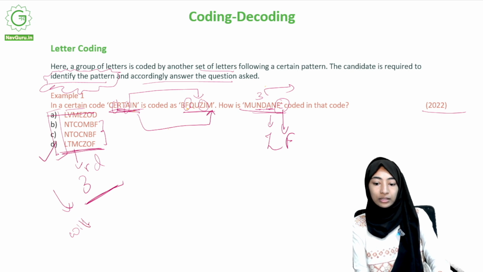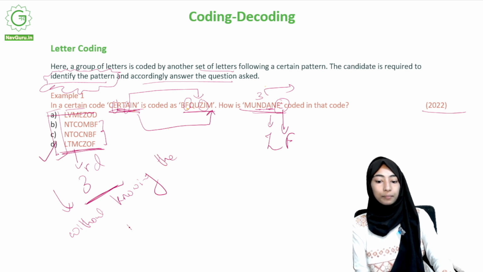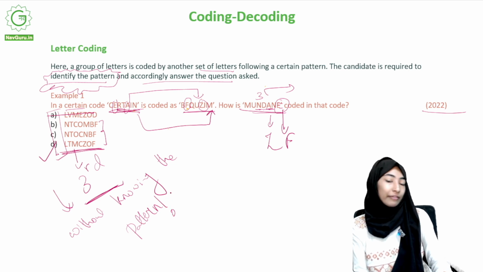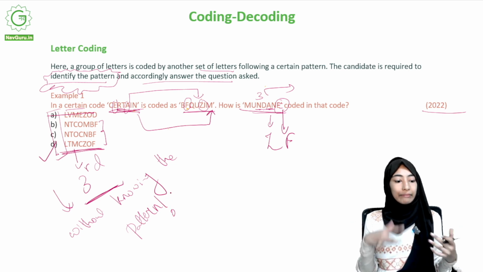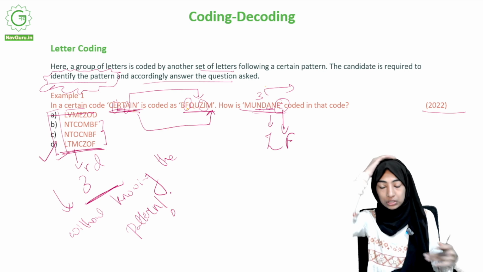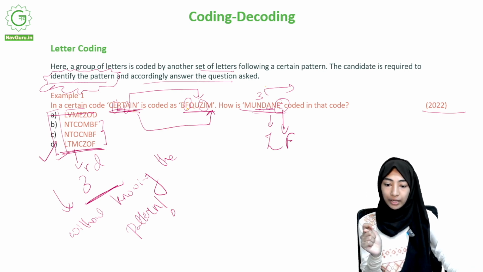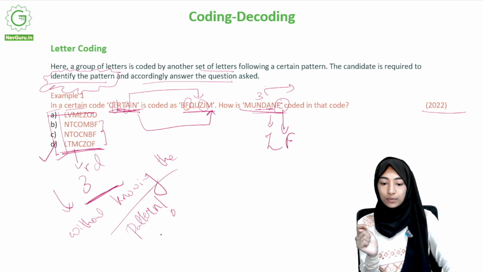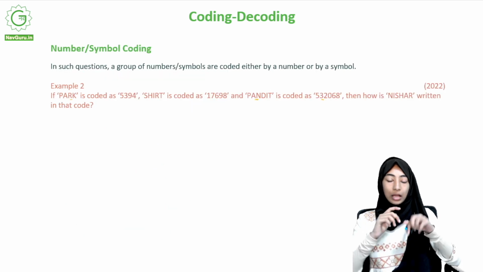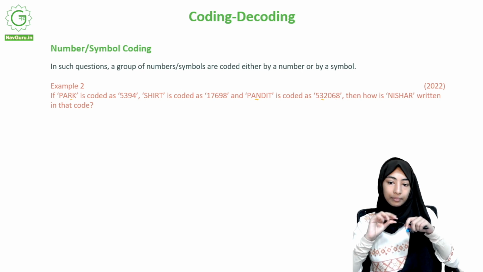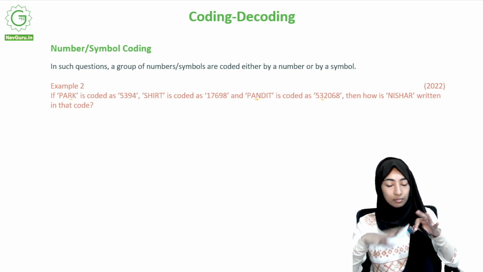We have gotten the answer without knowing the pattern, which is how a lot of questions can be done this way. But in some questions you will have to find the pattern. Don't worry, I have added such kinds of questions also, so you get an idea, right? But yeah, this was a very nice way of solving it. Okay, now next, coming to number/symbol coding.